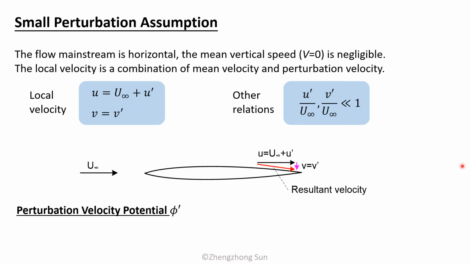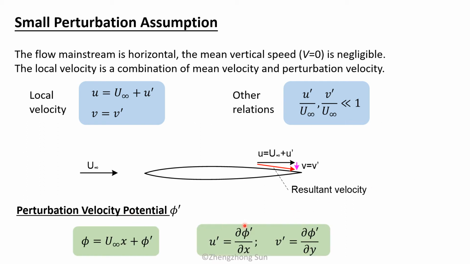And the perturbation velocity potential. So we define the perturbation velocity, and then similarly, based on the perturbation velocity, we can define the perturbation velocity potential. The perturbation velocity potential is phi prime. So phi, the velocity potential, equals u infinity times x plus phi prime. And this is derived through the first equation.